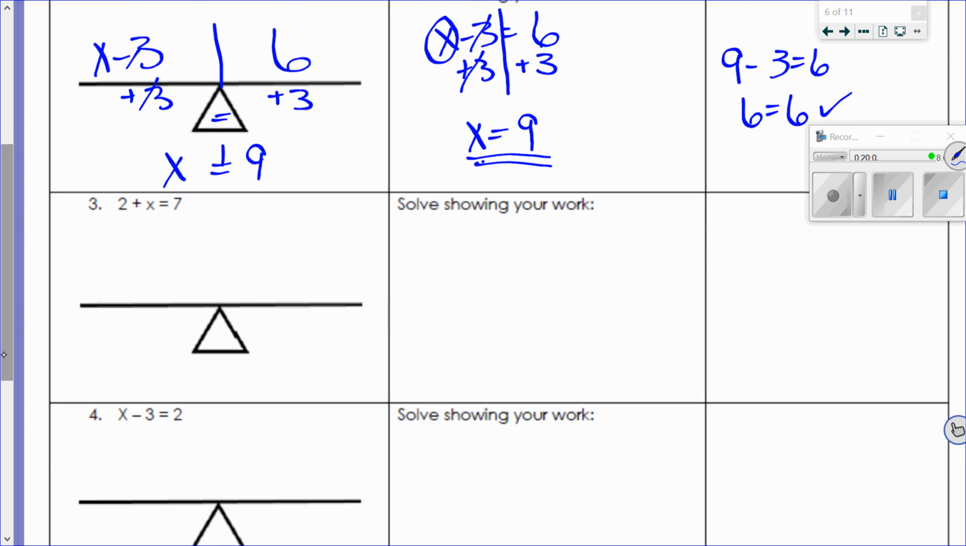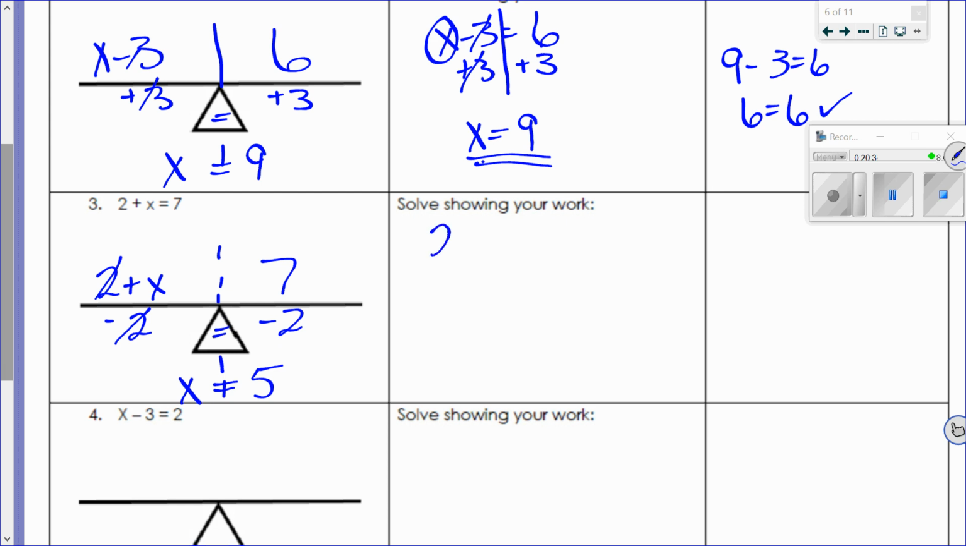Okay, here's another reason why our wall is important. Sometimes our variable is not first. But guess what? The process is still exactly the same. So instead of adding 2, I would subtract 2. Anything I do to one side of my scale, I must do to the other side. 2 minus 2 goes to 0, so I now have x. 7 minus 2 is 5.